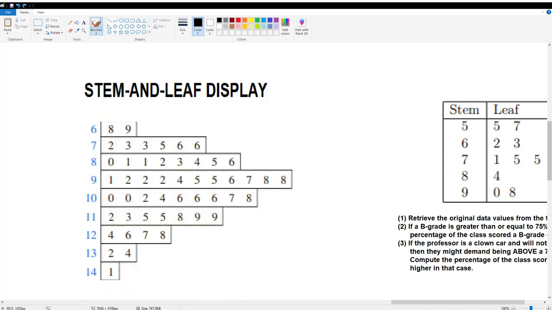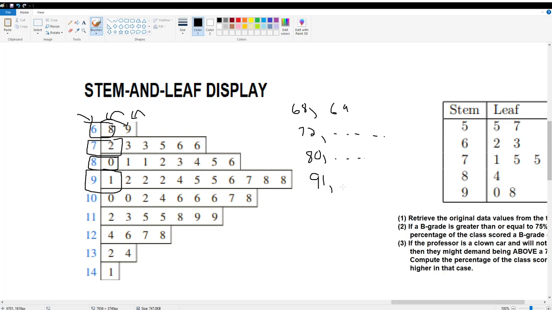So if you're wondering what these values are, these are the leaves and these are the stems. How do you read them? Simple. 6 and 8, 68. 6 and 9, 69. 7 and 2, 72. And you can do this for all the ones in there. 8 and 0, 80. 9 and 1, 91. 10 and a 0, 100.